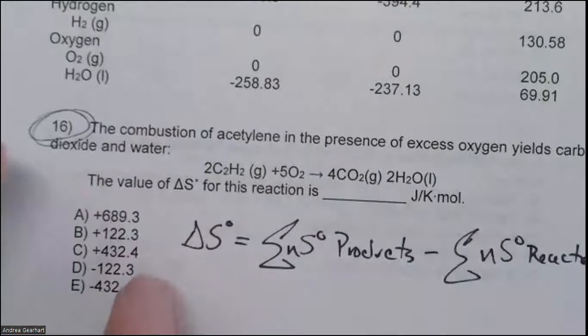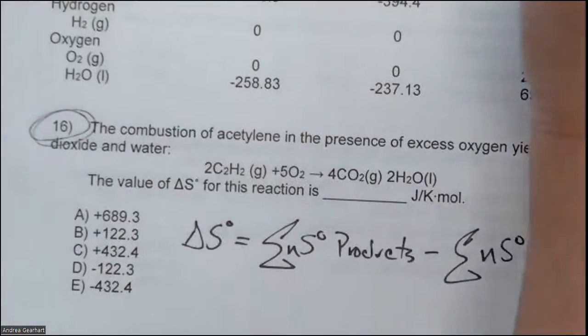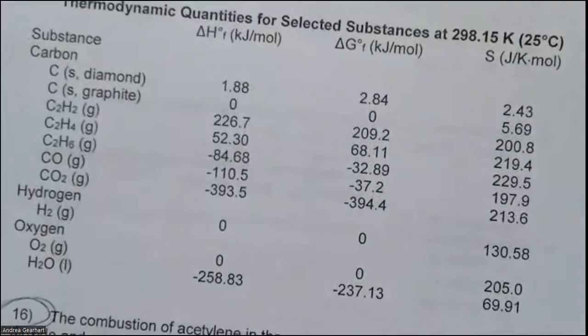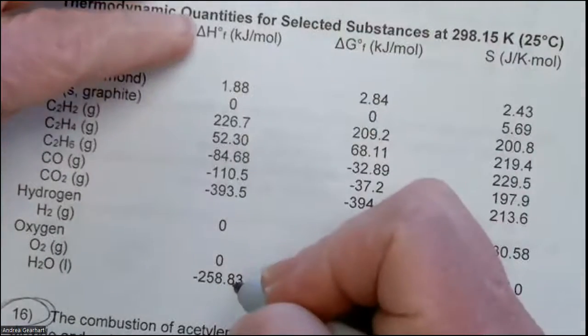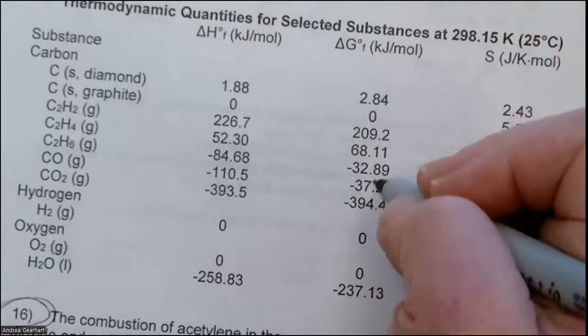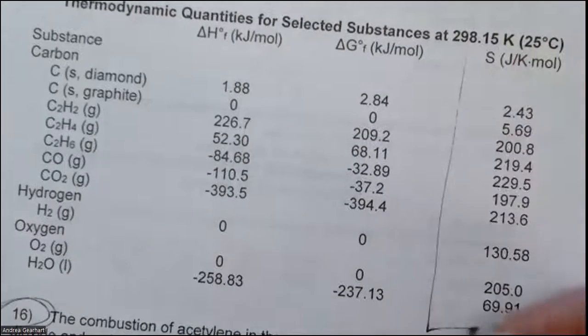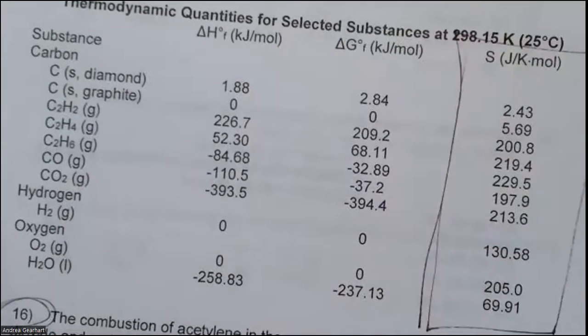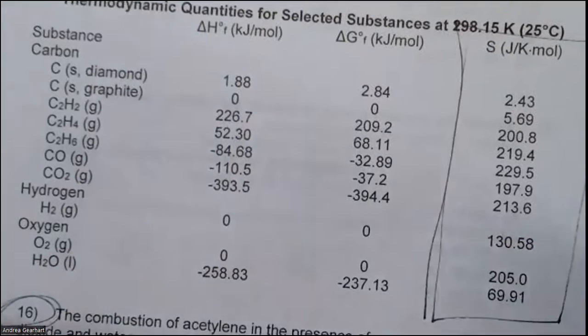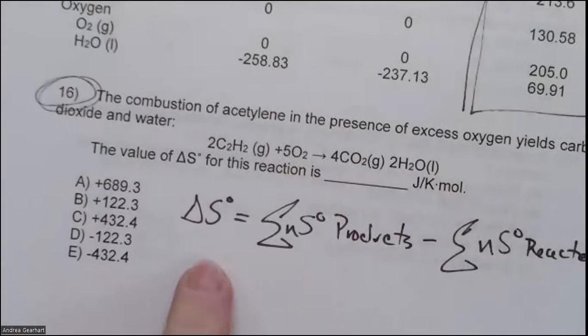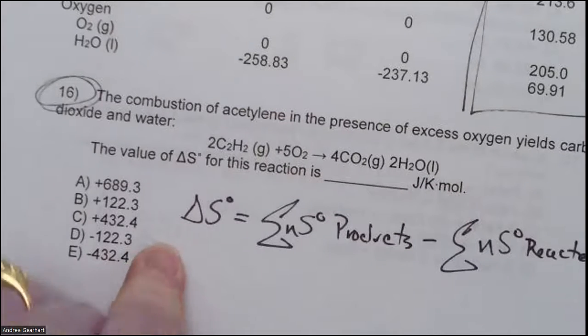Well, we can find the change in entropy by applying, and look, in this table right above, we have enthalpies of formation, Gibbs free energies of formation, and absolute entropies. So that is a way, if we have absolute entropies of everything, that we can find the change in entropy of the process.